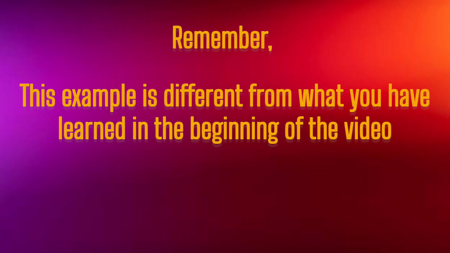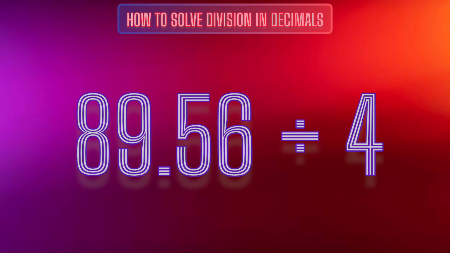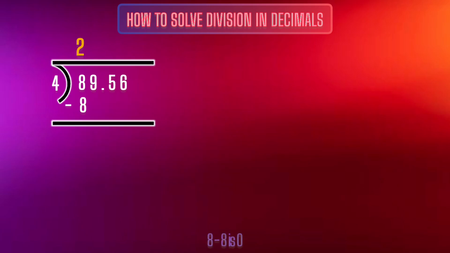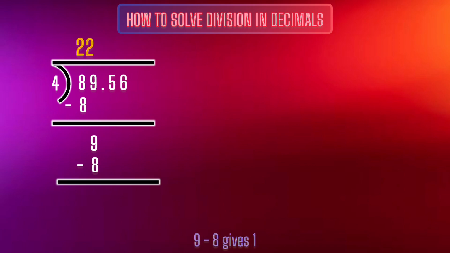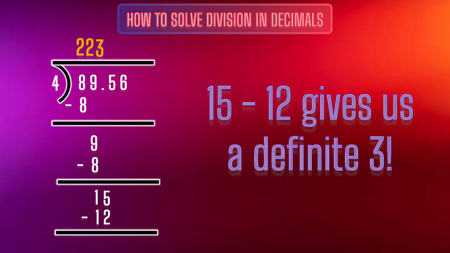Remember, this example is different from what you have learned in the beginning of the video, so keep your ears peeled to this one. 89.56 divided by 4. Keep the position. 4 into 8 gives 2. 8 minus 8 is 0. Bring down the next number, 9. 4 into 2 gives 8. It's nearer to 9. Keep 2 in the quotient and 9 minus 8 gives 1. Bring the next number 5 and it becomes 15. 4 into 3 is equal to 12. 12 is nearer, so keep 3 in the quotient and 15 minus 12 gives us a definite 3.